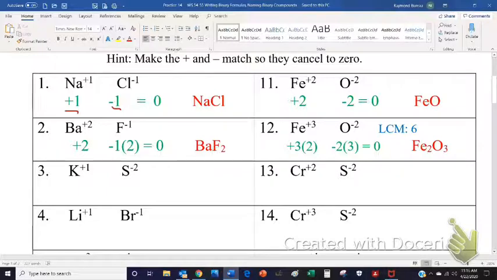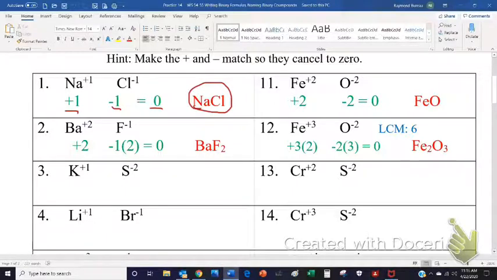Now remember, and you still see it on the screen, make the positive and the negative match so that they will cancel each other out and we'll get a grand total oxidation of 0. 1 and -1 give us that 0. And I like to say it like this: +1, -1, already done. So all we have to do is write that final formula right there of sodium chloride.